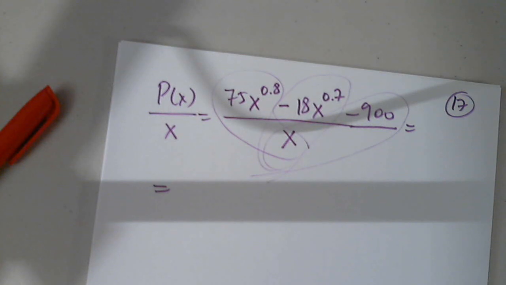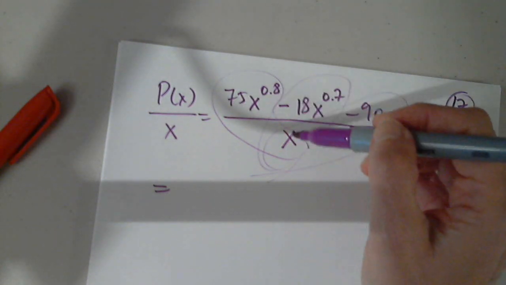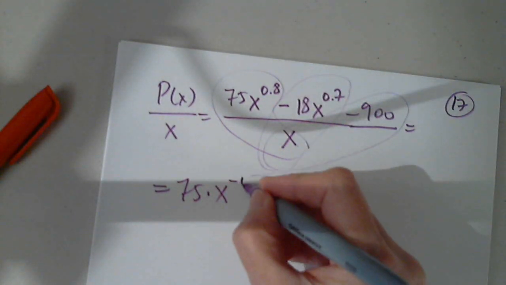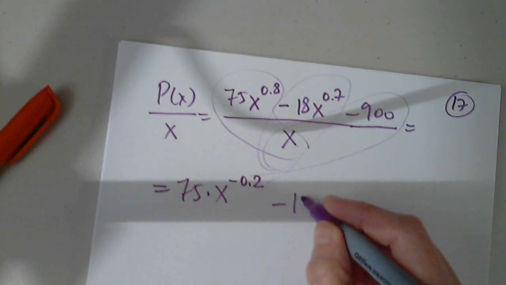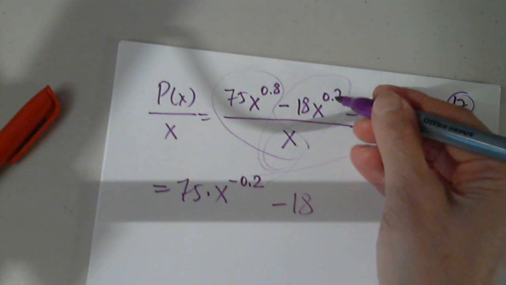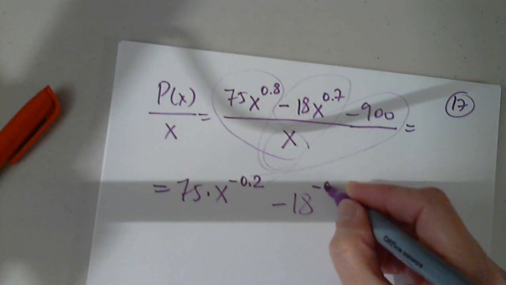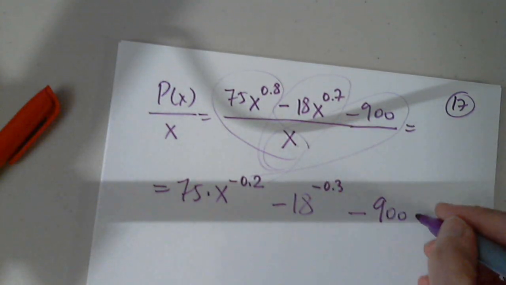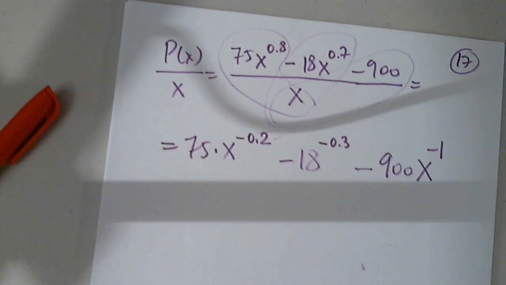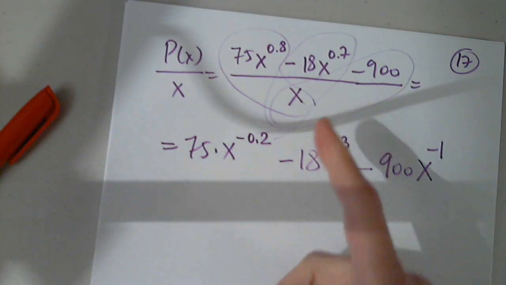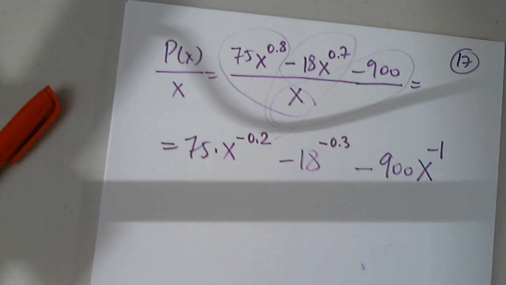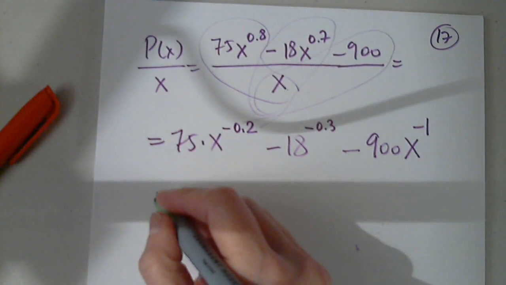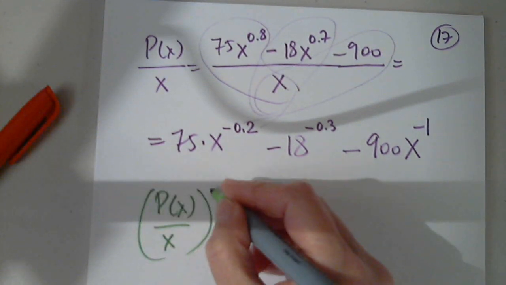There are 3 fractions. They all have the same denominator. 75x to 0.8 over x is 75 times x to 0.8 minus 1, negative 0.2, minus 18x to 0.7 divided by x, copy the base, subtract the exponents, negative 0.3, and then minus 900 divided by x, which is x to negative 1. This is what I'm going to differentiate, not that. You can go ahead and try that if you want to, but I will not. So P of x over x, unless you force me to, and then I have no choice.